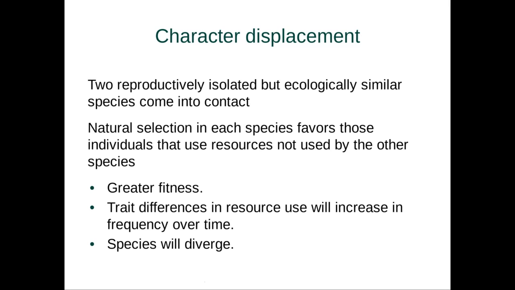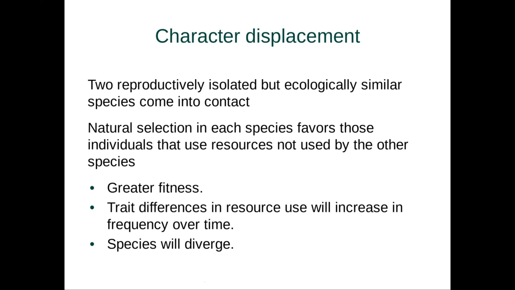Now, we also see what's called character displacement, where two reproductively isolated but ecologically similar species come into contact. Natural selection in each species favors those individuals that use resources not used by the other species. So natural selection inherently doesn't like species to compete, at least not over all the resources that they are using, which kind of makes sense to an extent, right? Competition is not exactly the best thing. If you're competing with another species, you're expending lots of other resources.